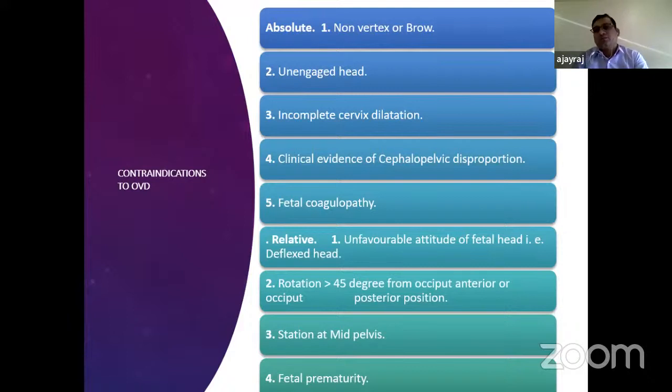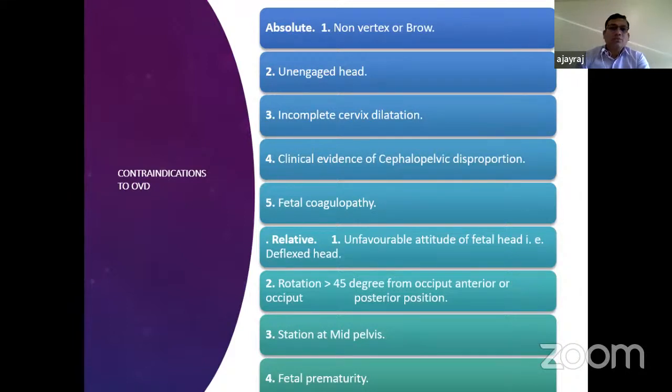Relative contraindications: unfavorable attitude of the fetal head, that is deflexed head. If during PV examination molding has not occurred and you find palpation of both of the fontanelles easily, then the head is not fully flexed. In a fully flexed head, we can easily palpate the posterior fontanelle and with difficulty the anterior fontanelle. So the universal attitude of the head is flexion, that should be achieved as soon as the head reaches the pelvic floor.